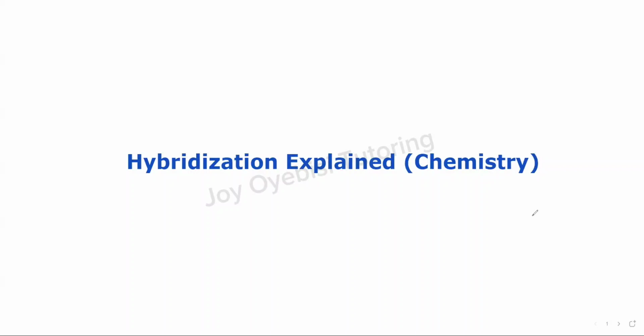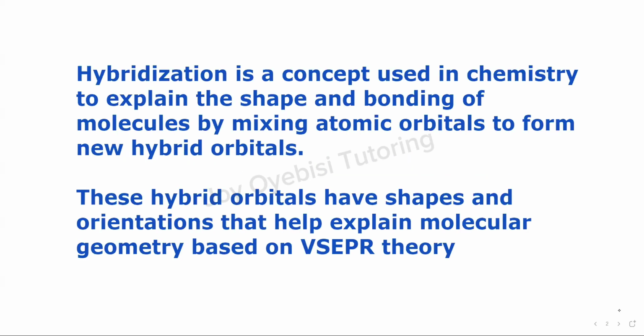In this video, I'm going to be explaining hybridization. Hybridization is a concept used in chemistry to explain the shape and bonding of molecules by fusing or mixing atomic orbitals to form new hybrid orbitals. So these hybrid orbitals have shapes and orientations that help explain molecular geometry based on VSEPR theory. Now, VSEPR means valence shell electron pair repulsion.